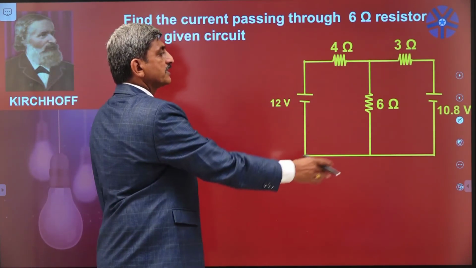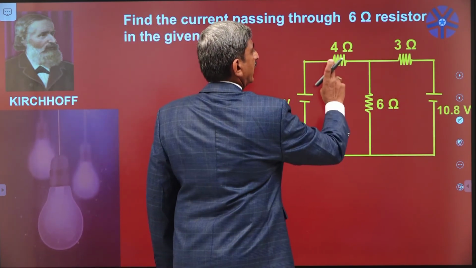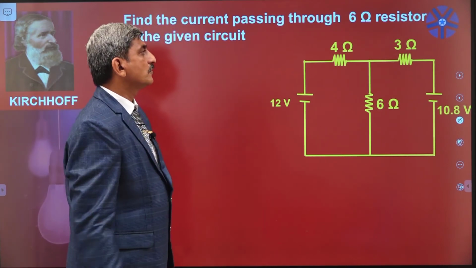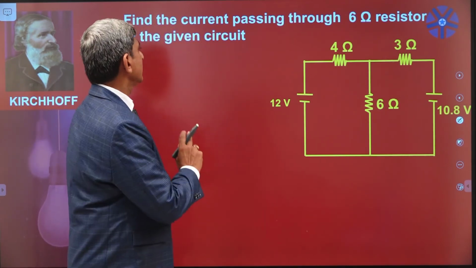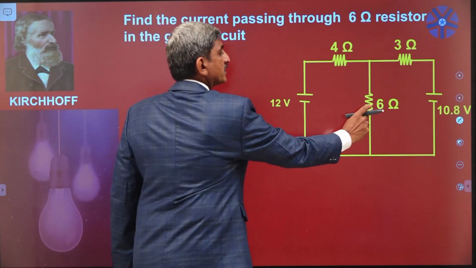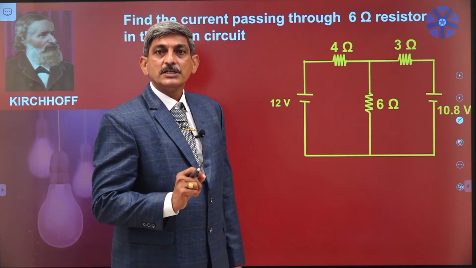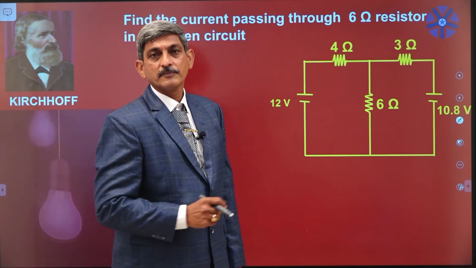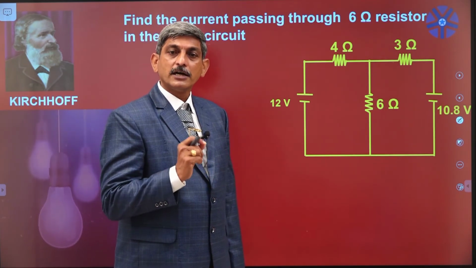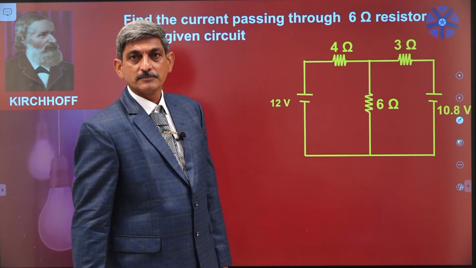So here a network is given which contains 2 batteries and 3 resistors. Find the current passing through 6 ohms resistor in the given circuit. So this is the 6 ohm resistor. We want to find out the current passing through the 6 ohm resistor. For that, I am going to apply the Kirchhoff's current law and Kirchhoff's voltage law for the solving of the circuit.